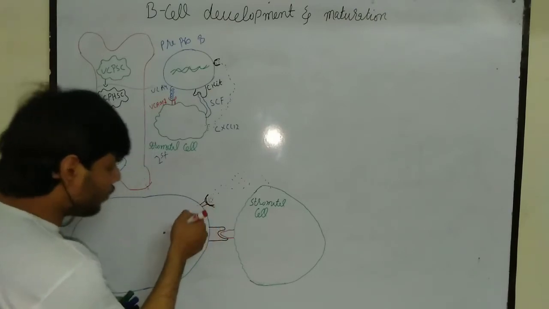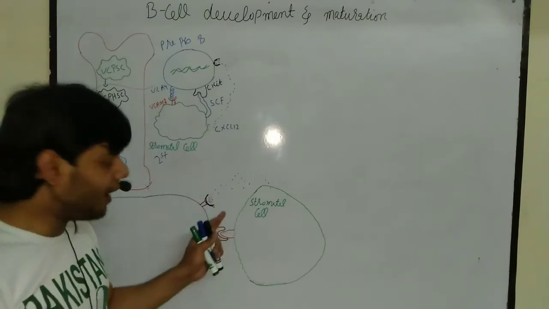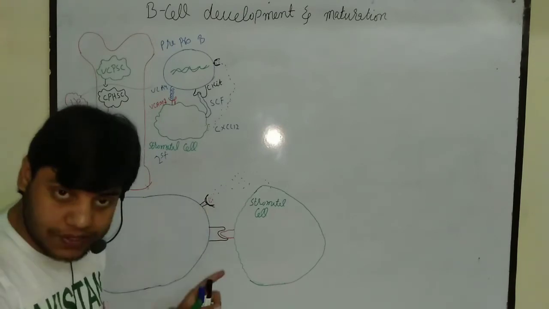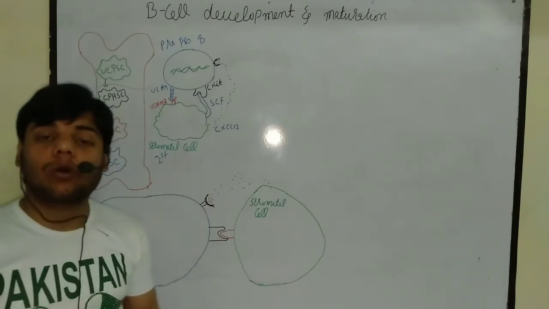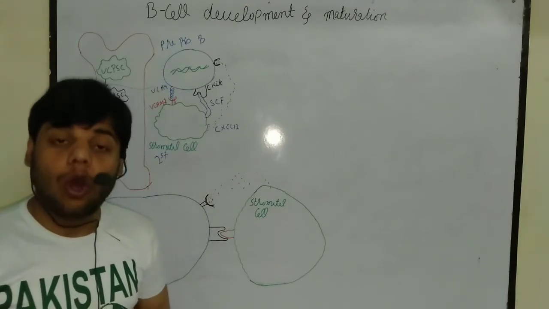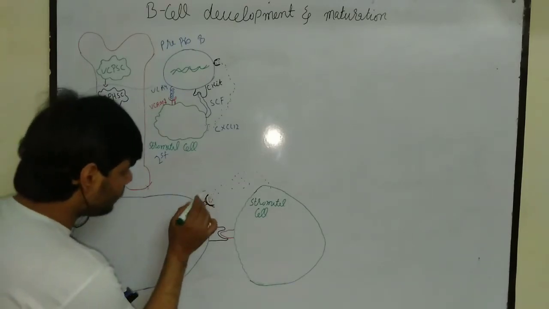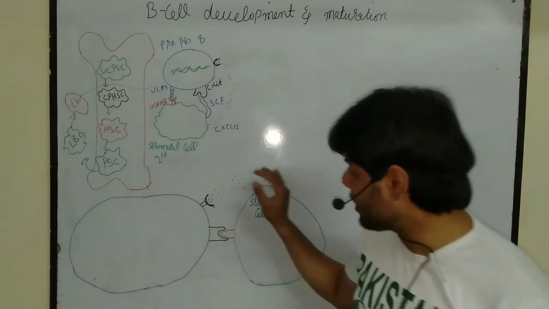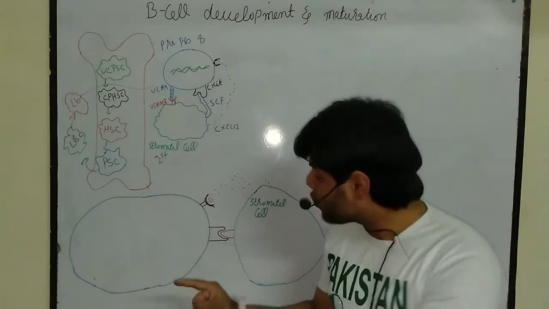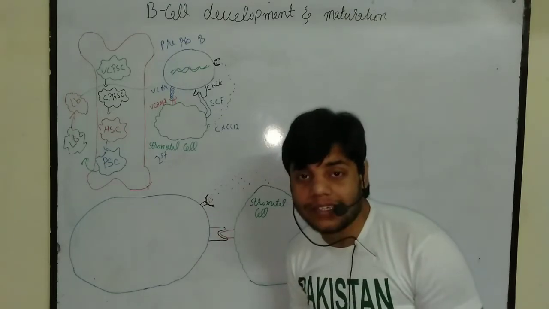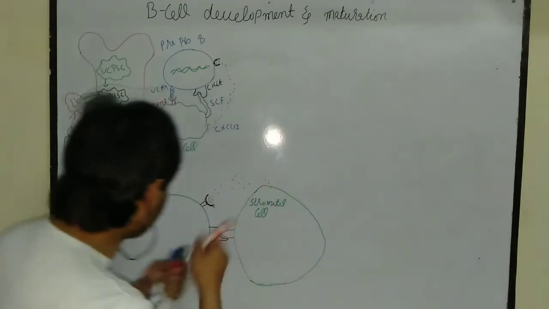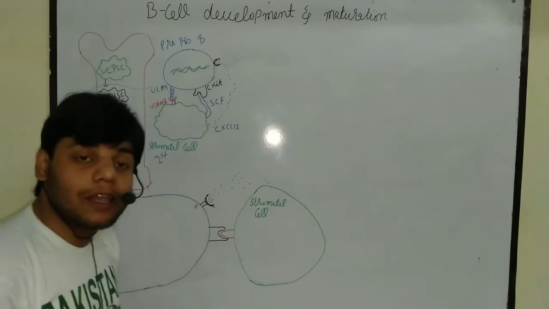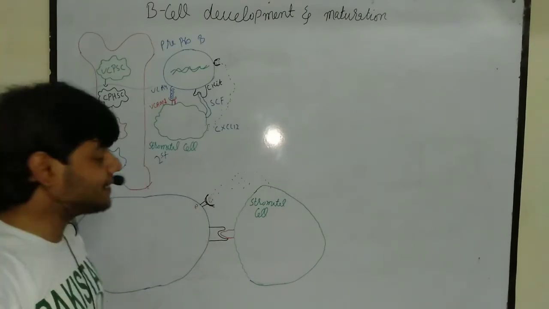Now this is the interleukin that binds to the receptor of this B cell, which is the interleukin 7 receptor. This receptor is also called a tyrosine kinase, or we call that JAK. Remember guys, when these cytokines are bound, this JAK will be phosphorylated. Due to this phosphorylation, it will allow the phosphorylation of STAT5.